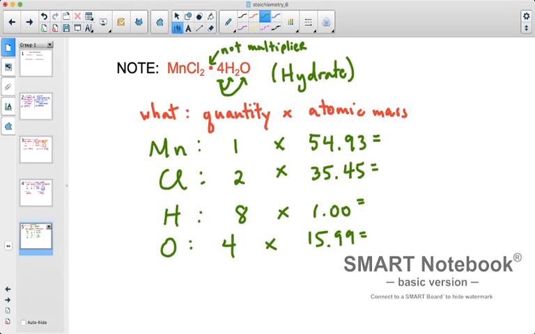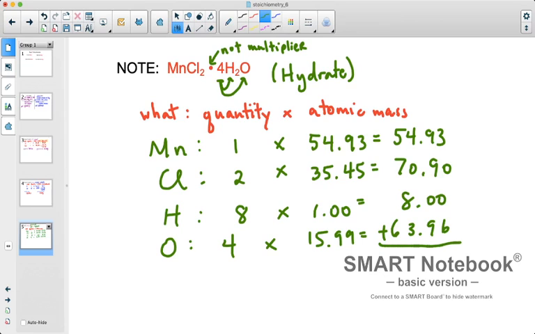You end up getting 54.93 here, 70.90 here, 8 here, and also 63.96. You would take the sum of all of it, and your final answer, if I asked for the formula mass, would be 197.79 atomic mass units. Okay, so be careful with the question and the units that you have to put down.